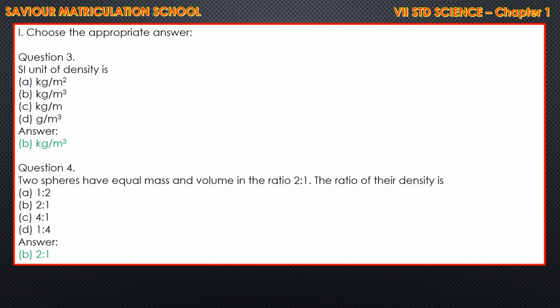Then question 3. SI unit of density. 4 options given: kg per square meter, kg per cubic meter, kg per meter, and gram per cubic meter. So the correct answer is B, kg per cubic meter.